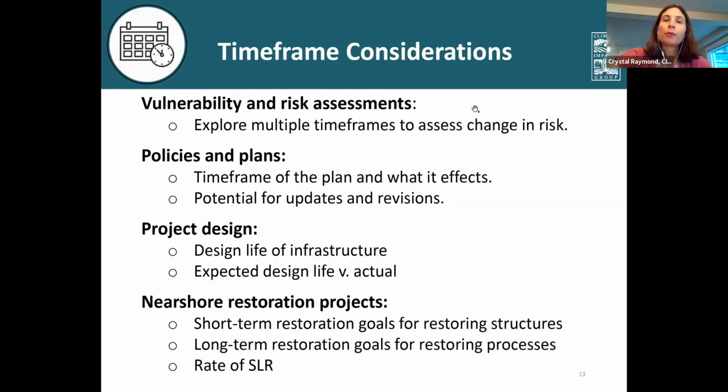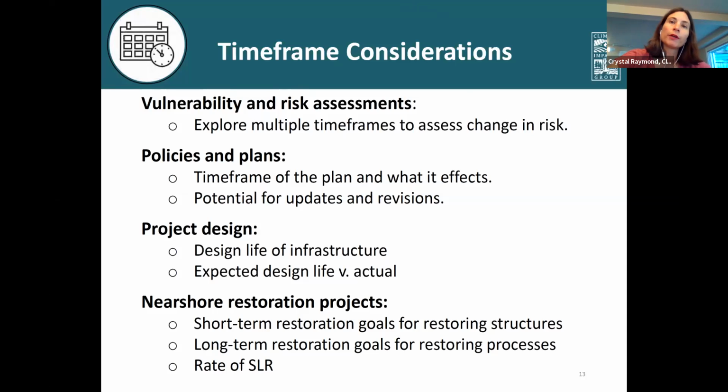Project design is probably the most straightforward situation in selecting a time frame. In this case, often infrastructure has a designated design life, and that can be a good indicator of the time frame you would want to use. So for example, if you're building a road with an 80-year life expectancy, then selecting projections for 2100 would be appropriate.